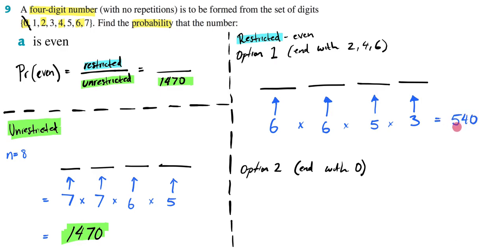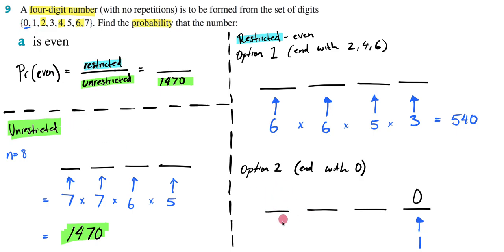540. Now I'm not done yet. Now I need to come down here and draw 4 spaces again, and figure out if I end with 0. So if I'm going to end my number with 0 here, that means I can put this straight in. That's going to be 0. Well, if that's going to be 0, I have only one option to choose from. It can only be that 0 right there.